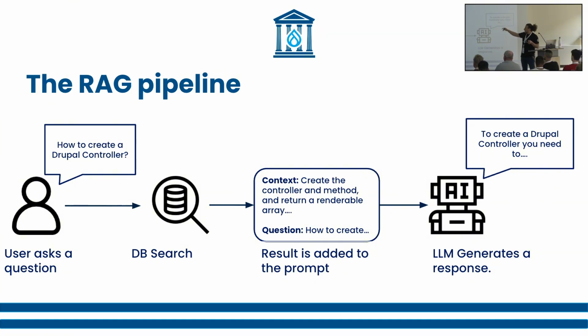So the user asks a question. We do a database search. We pass the result that we got back from the database alongside with the question. We pass it to the LLM, and the LLM will generate an answer for this question based on the context that we give, so the content from our site.